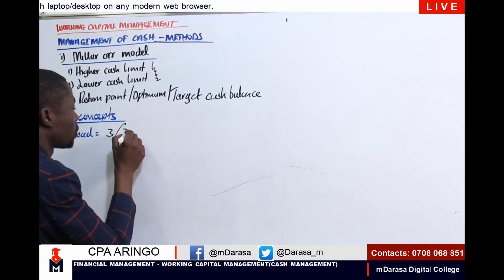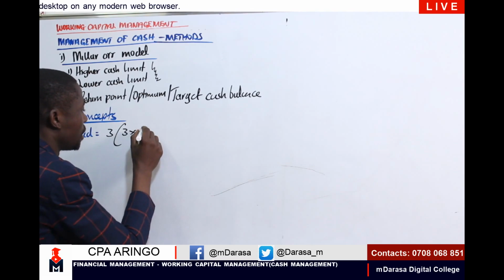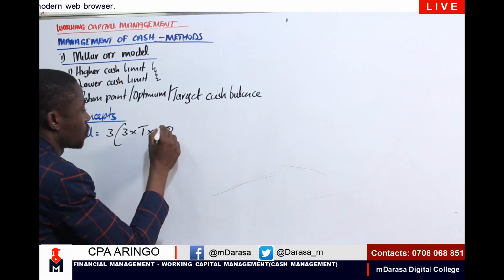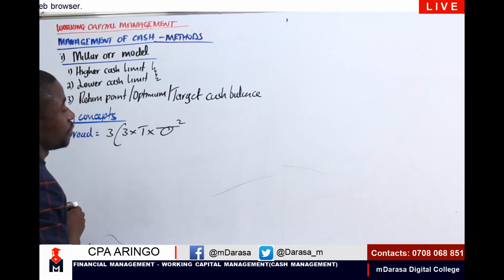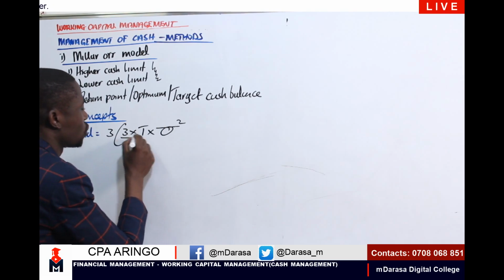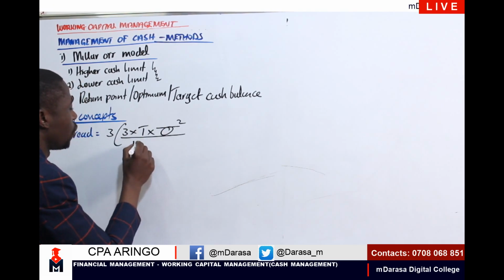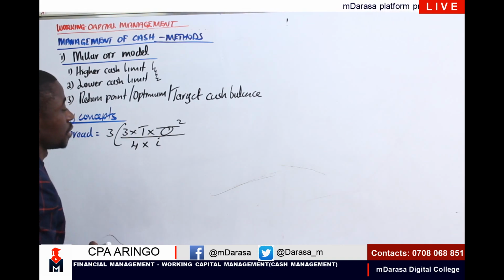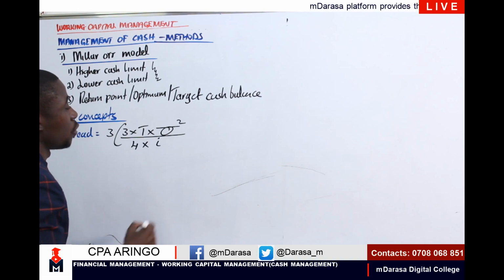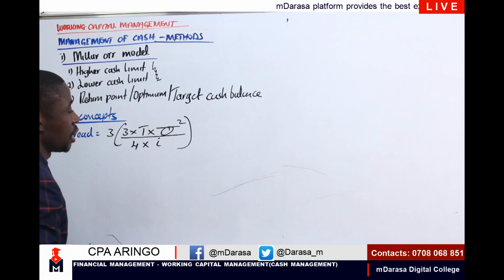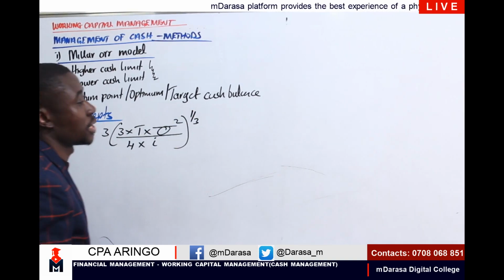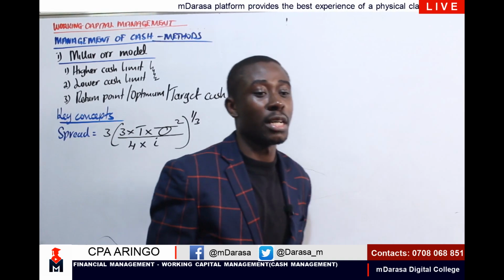3 times the transaction cost times the variance, which you know very well is just the standard deviation squared. In this case, you divide by 4 times our daily interest rate. I should not forget all this is raised to the power of a third. That will give us our spread.